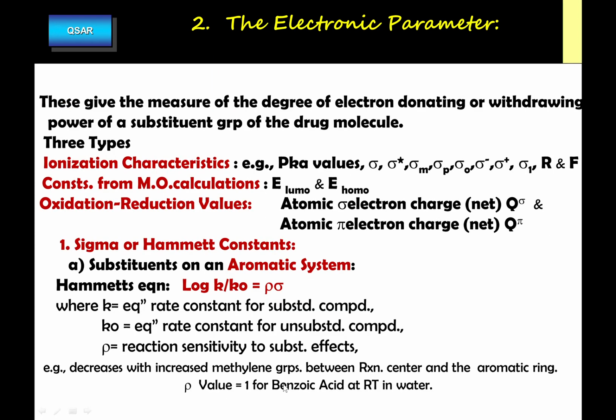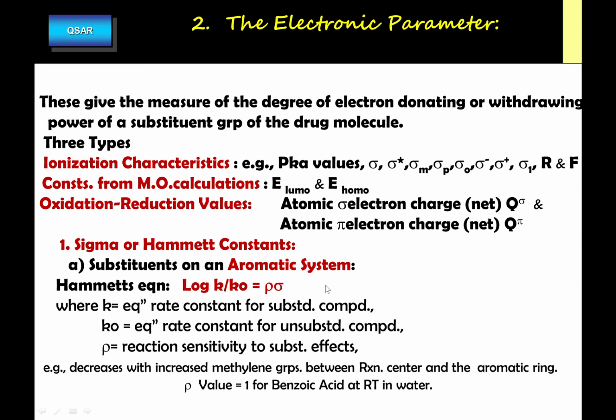Second parameter is the electronic parameter, the Hammett constant, and that is the electron donating or withdrawing power of the group. There you have various parameters like pK values, you have various types of Hammett constants, you have the resonance and field effects, you have the energies of HOMO and LUMO orbitals and atomic electron charge densities. But we are particularly focused on the sigma or Hammett constants, particularly for the aromatic systems.